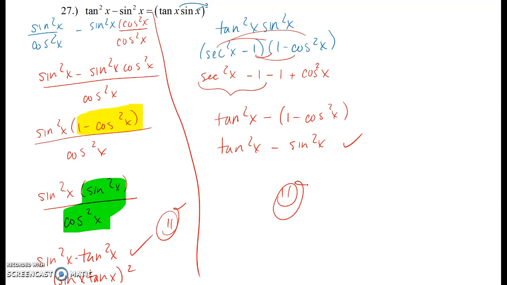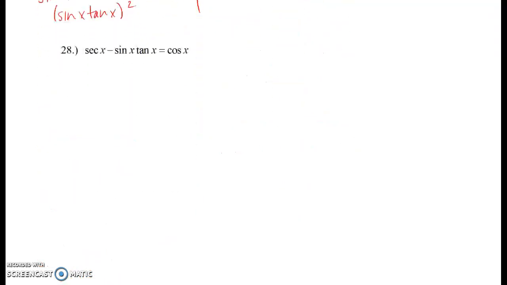All right, the last problem that we're going to work out tonight is number 27. Okay, so in this problem I would definitely start on the left, mainly because the left side is much more complicated looking than the right. And I would start by writing this in terms of my sines and my cosines. So I would have 1 over cosine x minus sine x times sine x over cosine x.